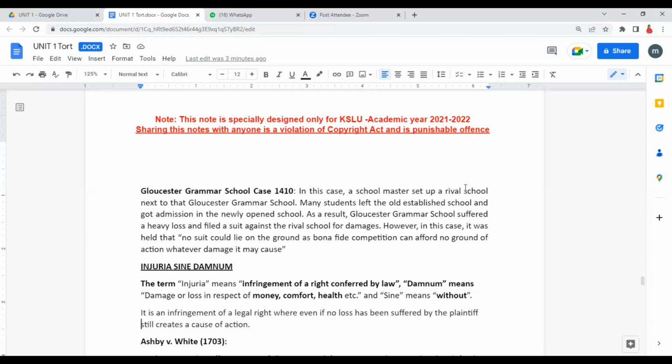Okay, is it clear? This is damage, but without violation of a legal right. Is it clear or confusing? Sorry, ma'am, I just need one clarity in this case.